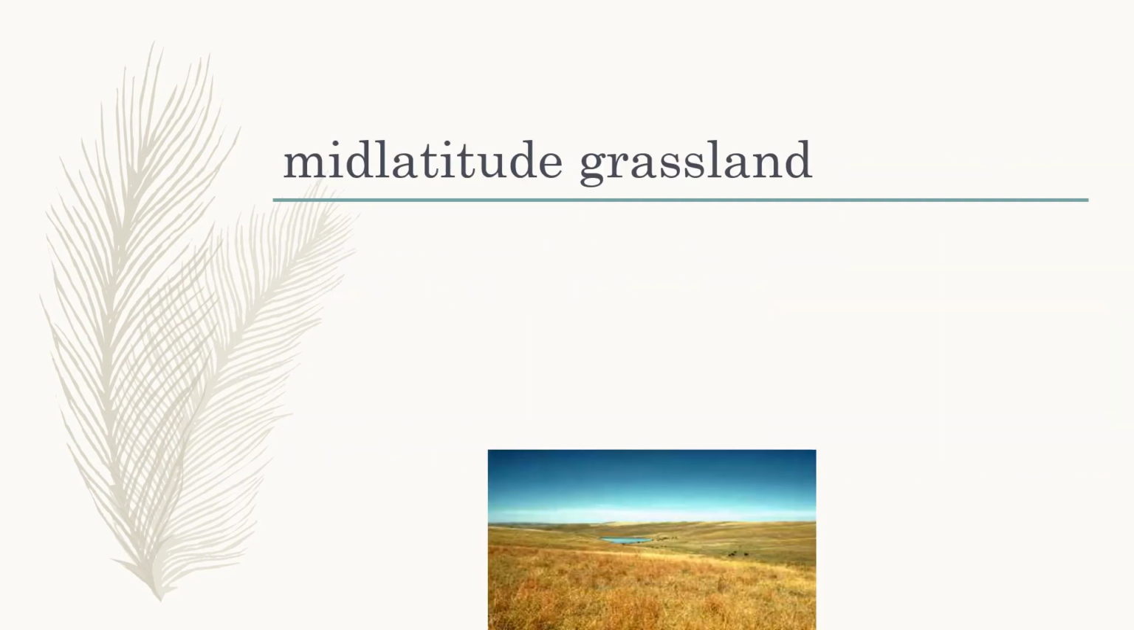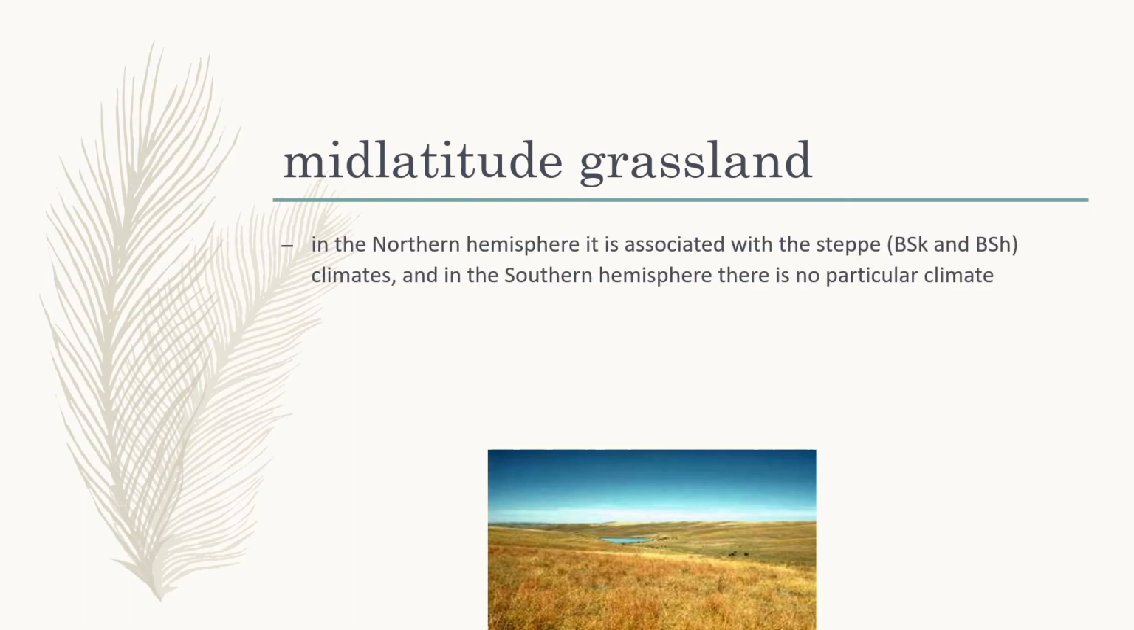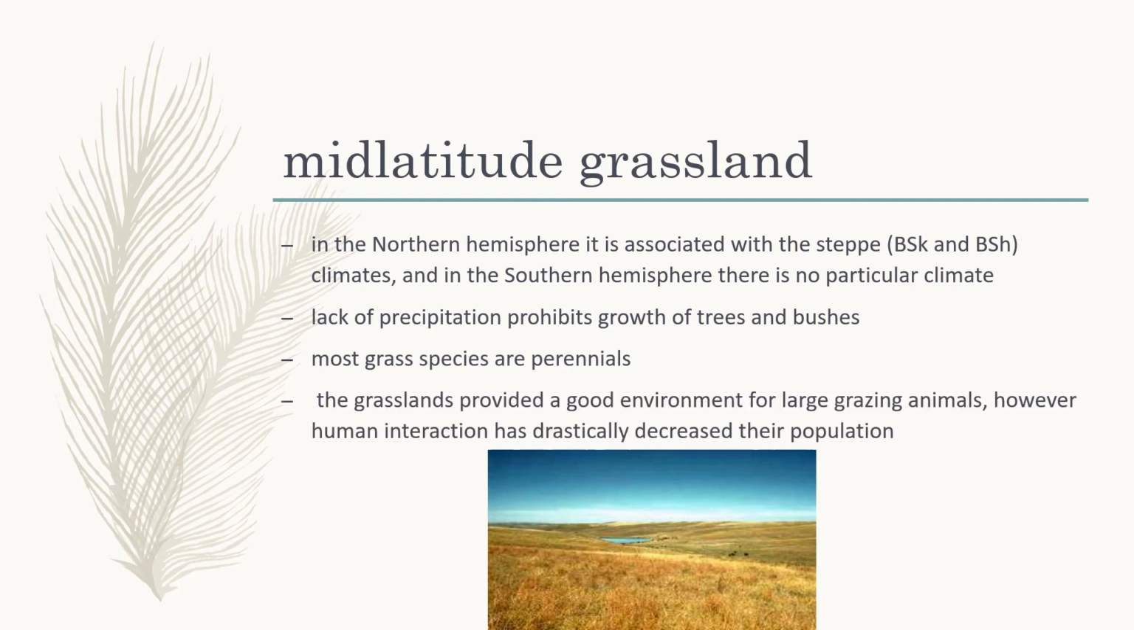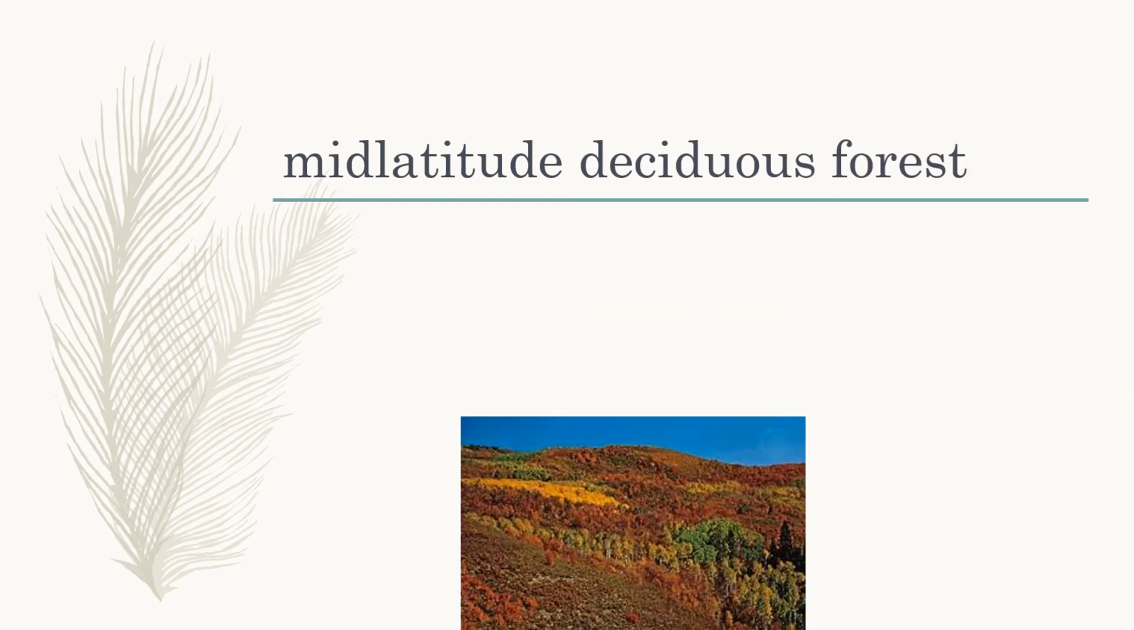In this region, burrowing rodents, birds, and reptiles are common types of fauna. Mid-latitude grassland biomes differ by region. In the northern hemisphere, it is associated with the steppe climates, and in the southern hemisphere, there is no particular climate. Lack of precipitation prohibits growth of trees and bushes, but not of grasses. Many of the grasses that grow here are perennials and survive the harsh and dry conditions. The most notable fauna living in the grasslands are large grazing animals. However, human interaction has decreased their population by settlement in these regions.